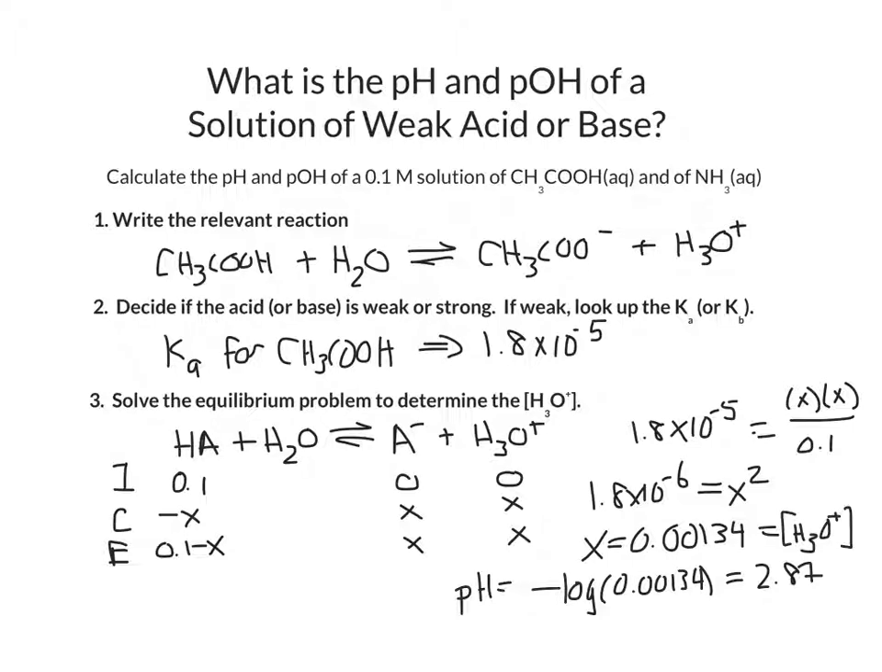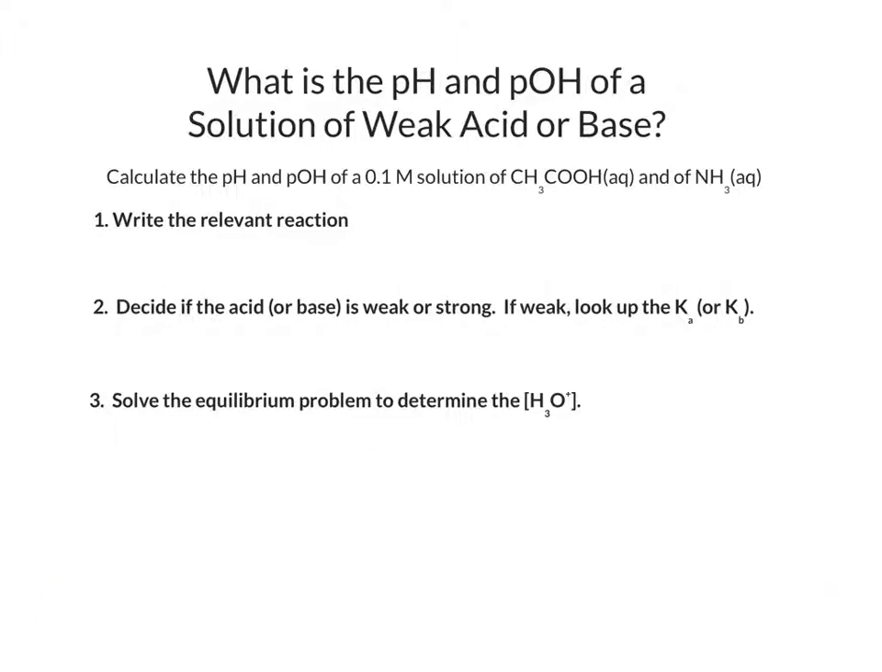To find the pOH, again, I just remember that pOH plus pH is equal to 14. And so if I take 14 and subtract 2.87, I will end up with 11.13 as my pOH. And so this solution of acetic acid, which is 0.1 molar, has a pH of 2.87 and a pOH of 11.13.